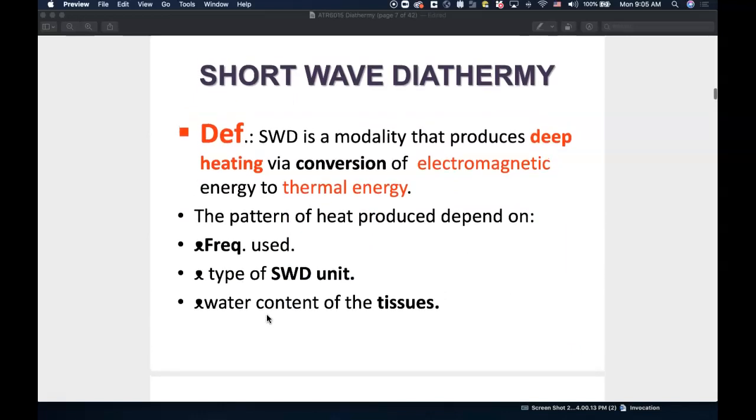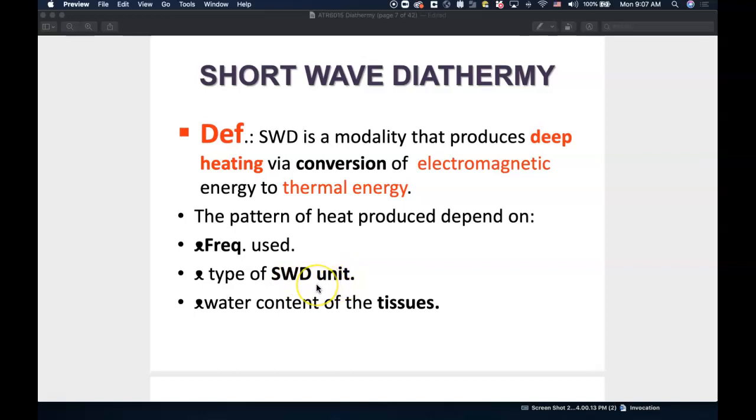So in terms of shortwave diathermy, it's a modality that produces deep heating via the process of conversion, right? So we have this electromagnetic energy that's being produced by the diathermy machine that gets converted into thermal energy within the actual tissues. I think that makes sense now that we understand therapeutic ultrasound. And the pattern of heat and the type of heat and the intensity of heat produced by a diathermy is going to depend on three different factors. Number one, the frequency that we select for the actual treatment, the type of shortwave diathermy unit.